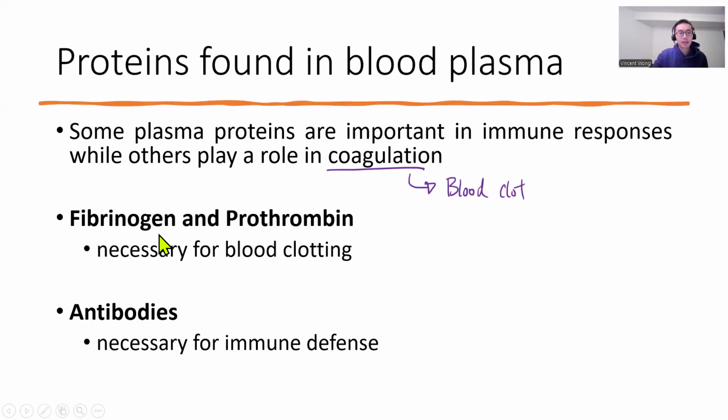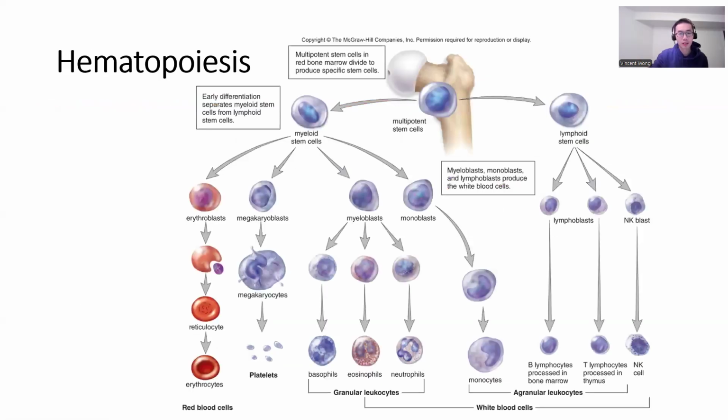So albumin, fibrinogen, prothrombin, antibodies, these are just a few examples of all the proteins that are found in your plasma. Remember, there are a lot of proteins in your plasma, hundreds. So let's shift gears and talk about the blood cells. Where do they come from?